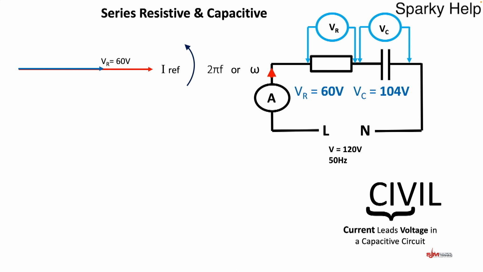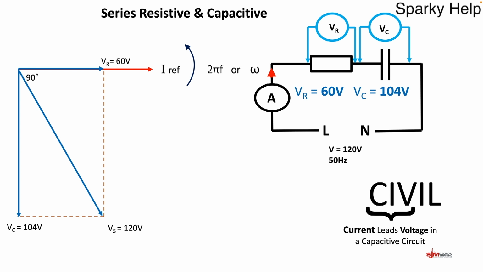VC, the pure part that we've got on the right hand side, is out of phase by 90, and go down to the CIVIL again. In a capacitive circuit, I leads V. Well, I is on the reference, so V must be going down, and it's out by 90 degrees, so the VC is 104 straight down. What we need then is 120, and that would be the phasor sum of those two. So put the diagonal in, and that then, if this is all drawn to scale, remember I have done, VS is equal to 120.